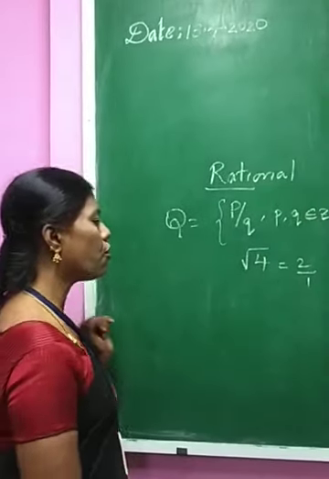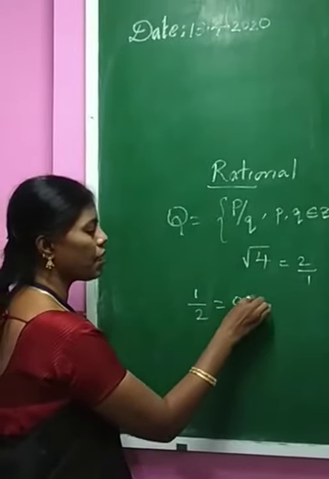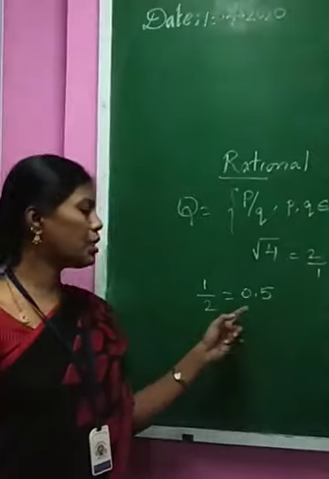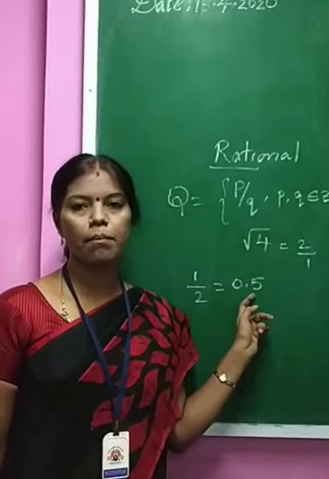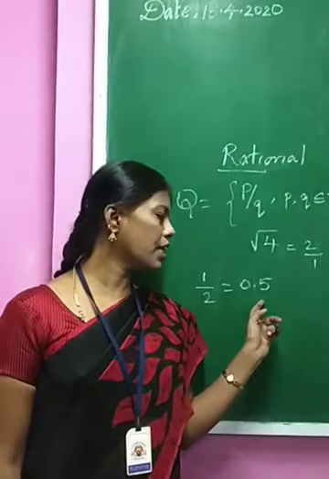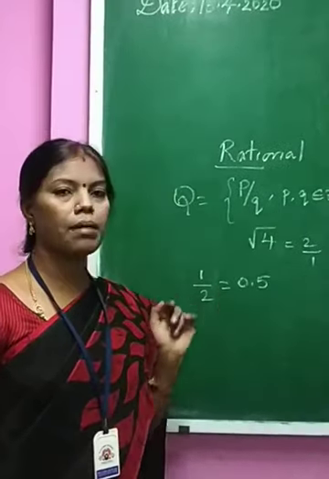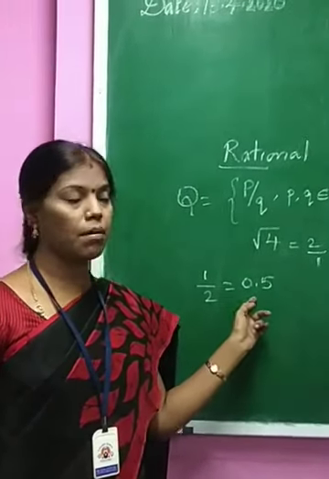And next, for example, if you take 1 by 2, 1 by 2 is nothing but 0.5. In decimal form it is 0.5, and you see it has a finite number of digits, so it is a terminating decimal. A terminating decimal can be said to be a rational number.